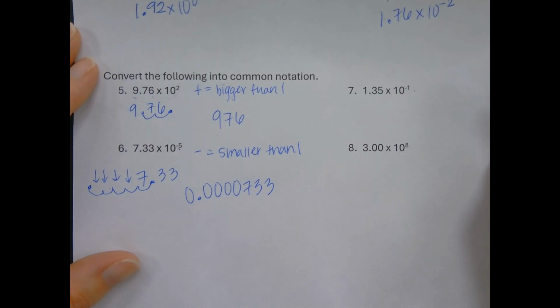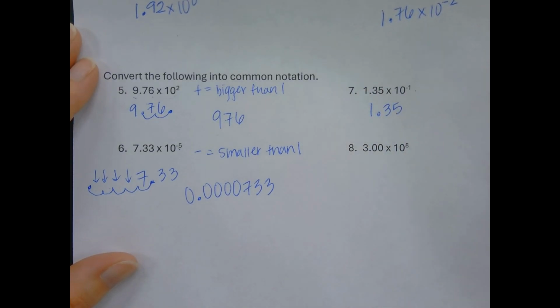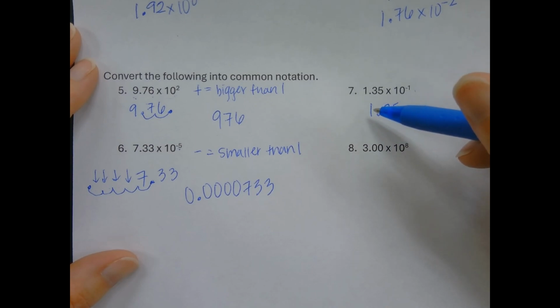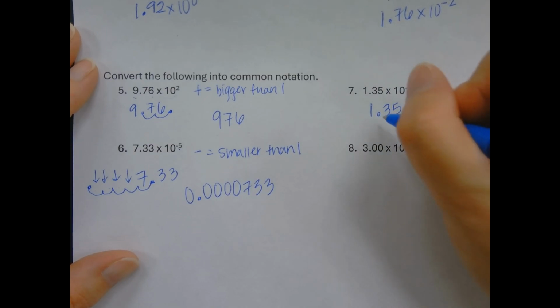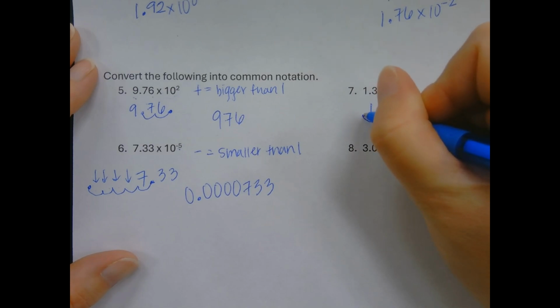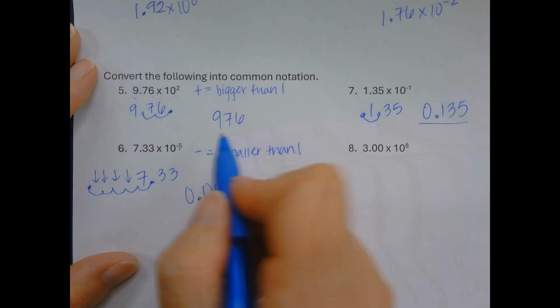1.35 times 10 to the negative first. 1.35. I rewrote it so I can move the decimal around. The negative tells me that this number is smaller than 1, so I'm going to move the decimal to the left in order to make it smaller than 1, and I'm just going to move it 1 time. So 1 spot to the left. So this number expressed in common notation is 0.135. Okay.